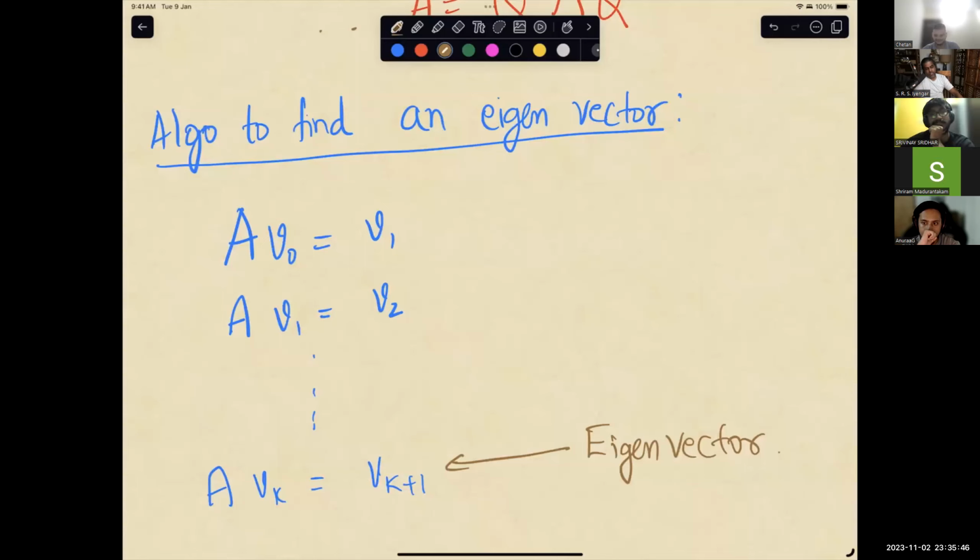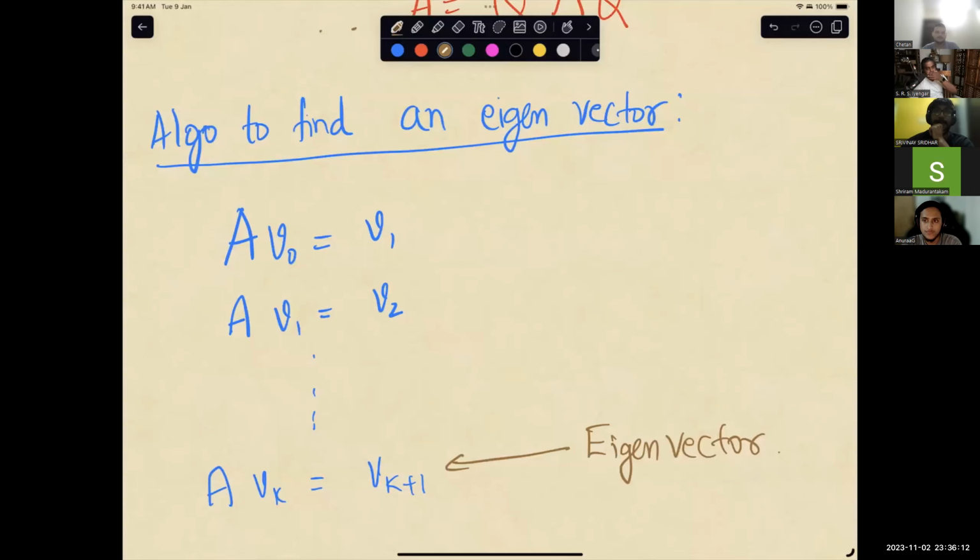Correct, but what is happening here? Just explain the algorithm. So we are inputting a vector to our matrix. Given a matrix A, what are we doing? We are inputting some random vector V naught, and we are getting some output. Again, we are inputting that output as input to our matrix.